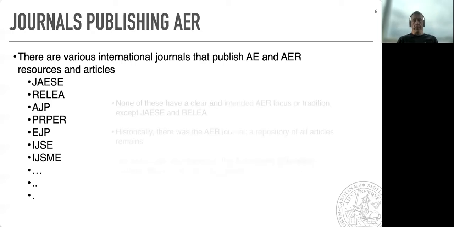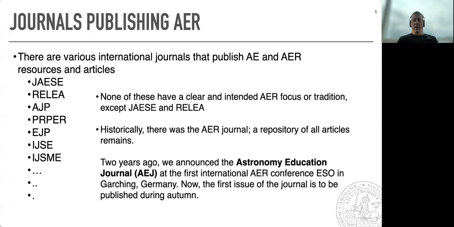However, none of these have a clear and intended astronomy education research focus or tradition, except for JAESE and RELEA. Historically, there was the Astronomy Education Review Journal. It has ceased to exist, but there is a repository of all the articles still remaining and searchable, which is fantastic and very good.